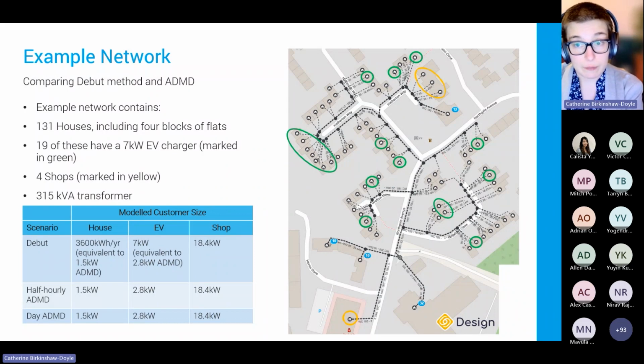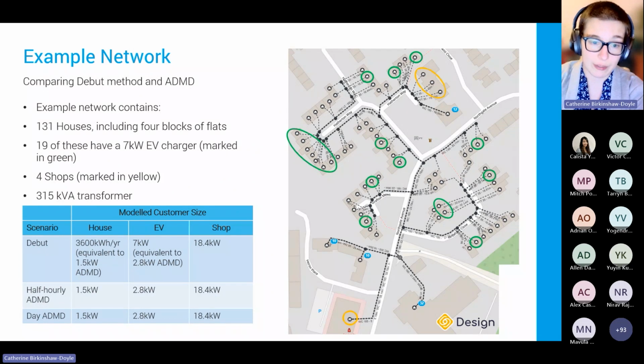The model has been built in VisNet Design so that the transformer and cable models are identical between the 3 scenarios. You can build ADMD models in VisNet Design, including a mix of different property types. It's very customizable in that way. But all 3 models have been built in VisNet Design just so the only difference is in what is being modeled. There aren't any resistance differences, for example. It's just about how the customer demand is being modeled.